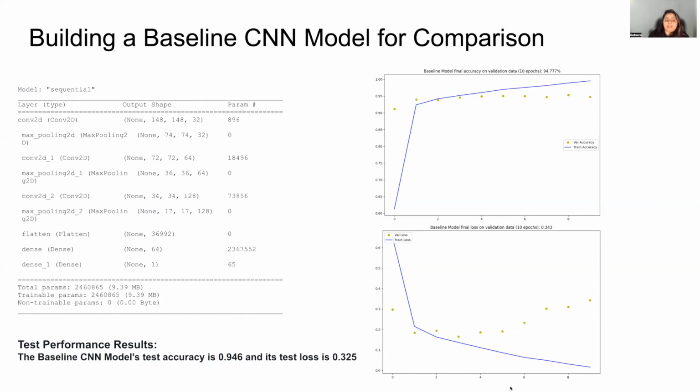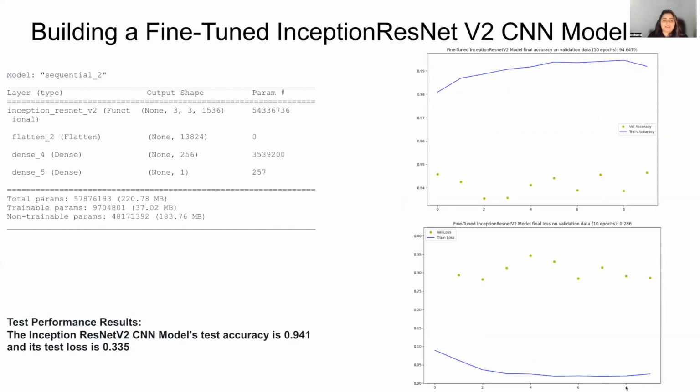The model was fit using the training data, of which 40% was used by the model for validation. The baseline CNN model's final validation and test accuracies are both 95%, and its final validation and test losses are both 0.3. Next, the fine-tuned Inception ResNet v2 CNN model was constructed.